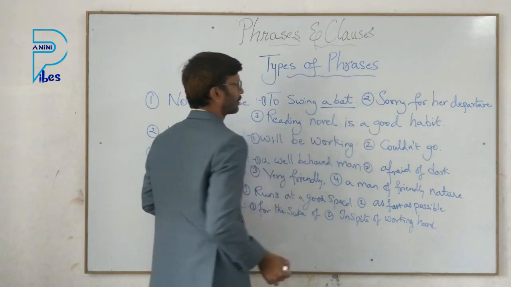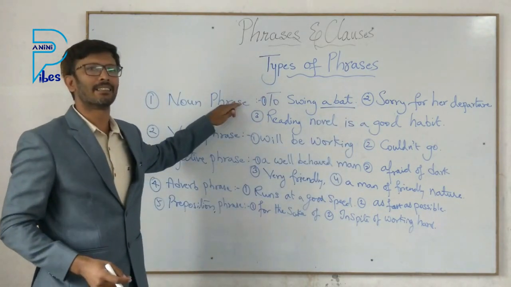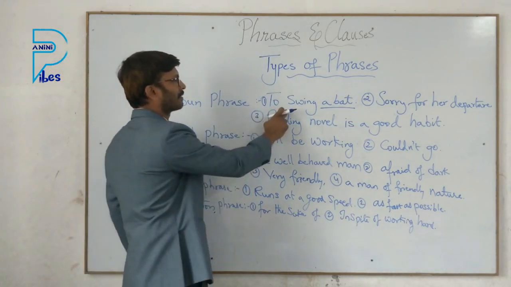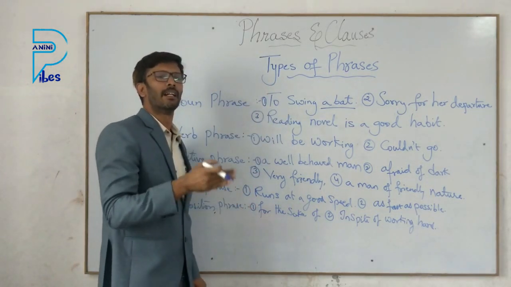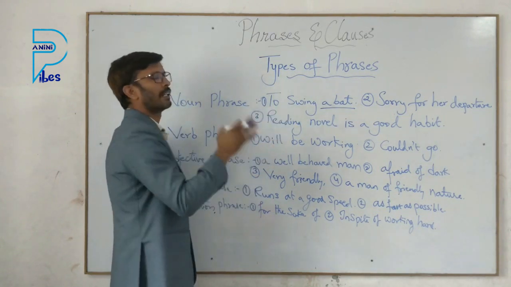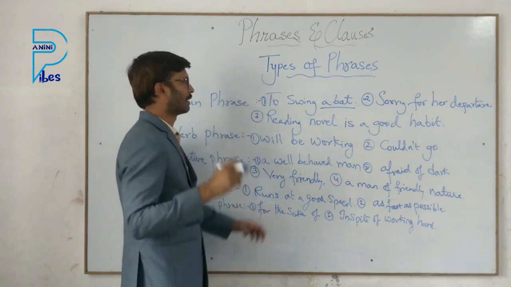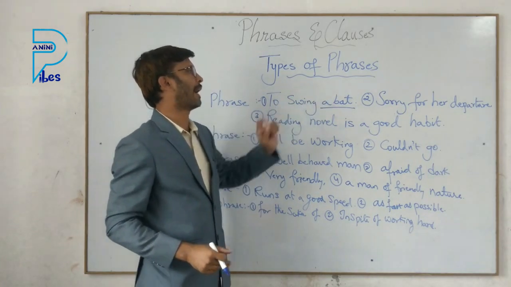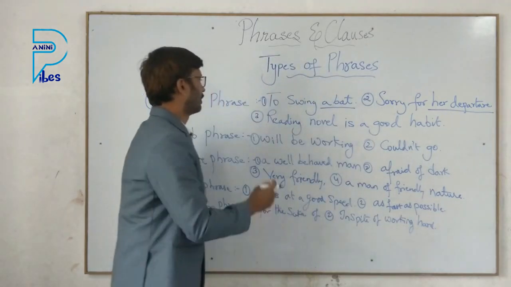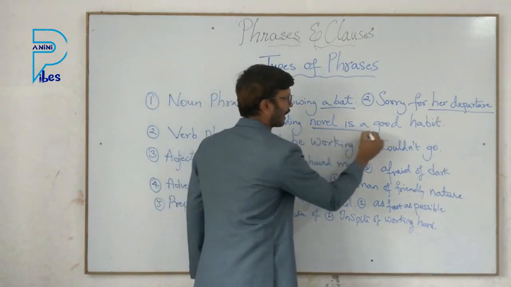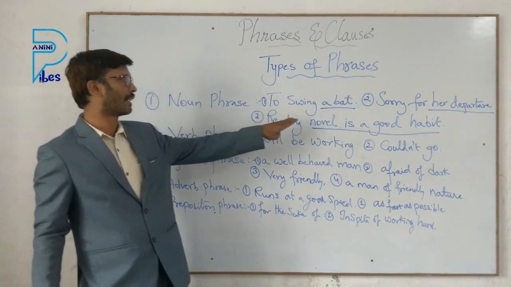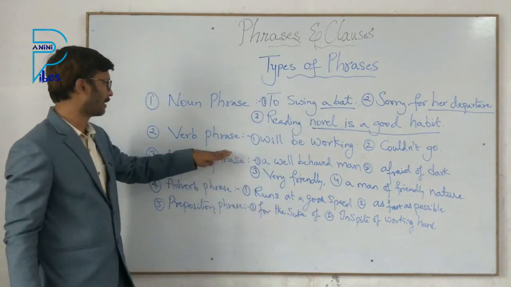Here, a bat. As we have already discussed, a phrase doesn't have any subject-verb combination. Even this is not giving an exact meaning and also doesn't show any subject-verb combination. But it is a part of a sentence. To swing a bat. Sorry for her departure. Reading novels is a good habit. So this comes under noun phrase, where the noun is dominating in this sentence.